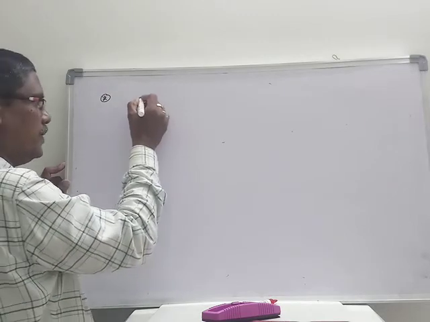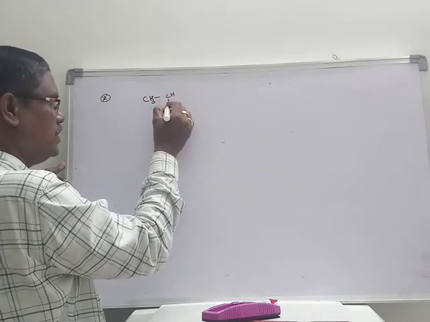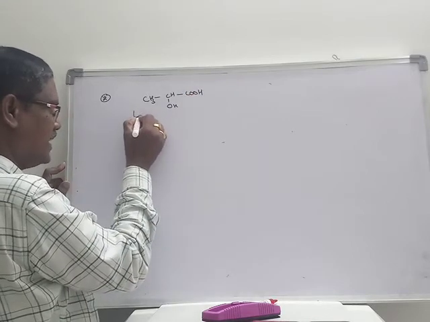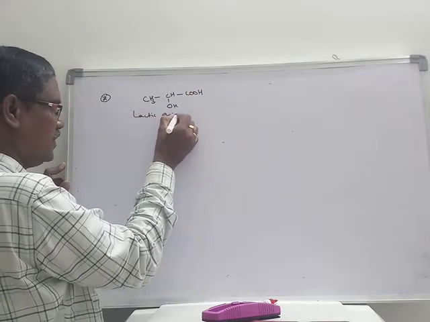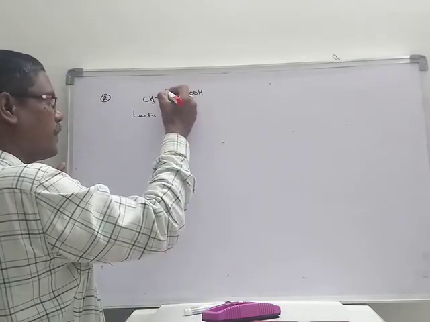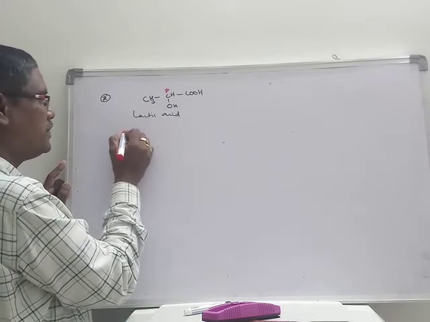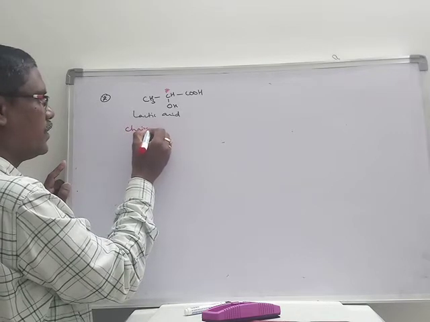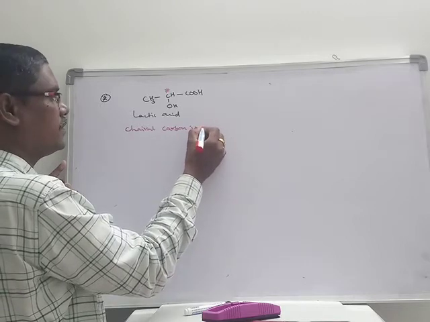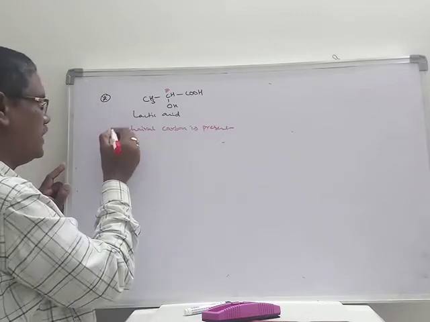This is the first example: CH3, CHOH, COOH. This is called lactic acid. In lactic acid, this one is the chiral carbon. So the first point, a chiral carbon, is present.